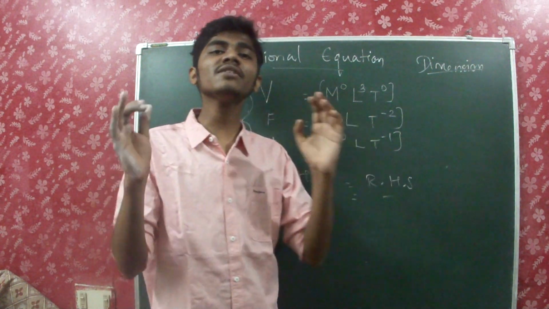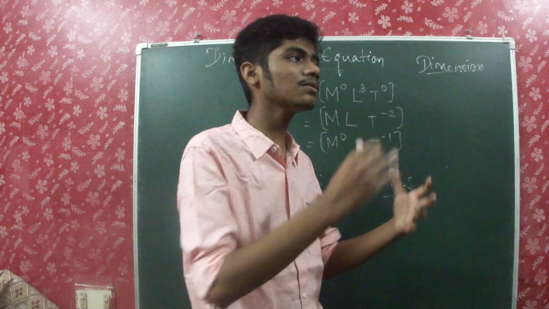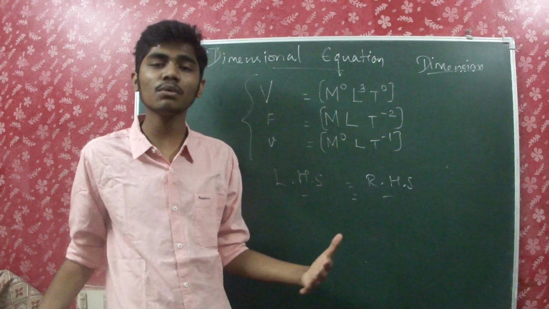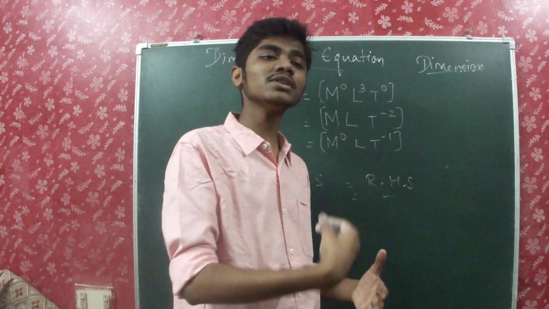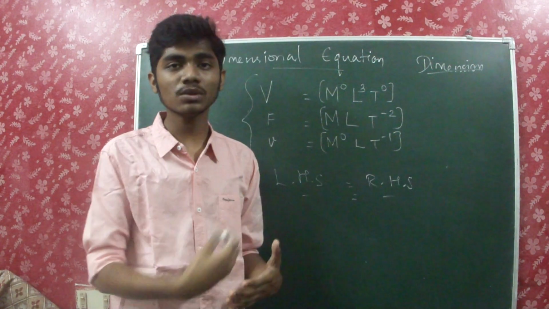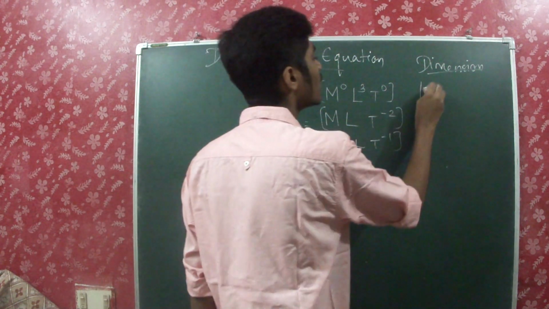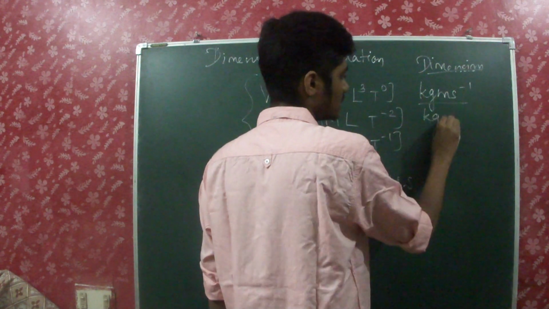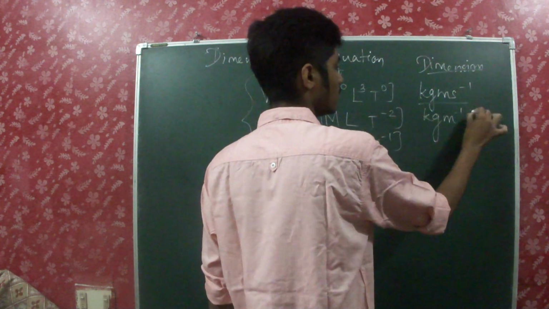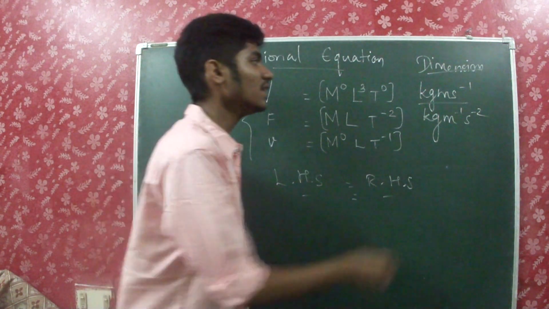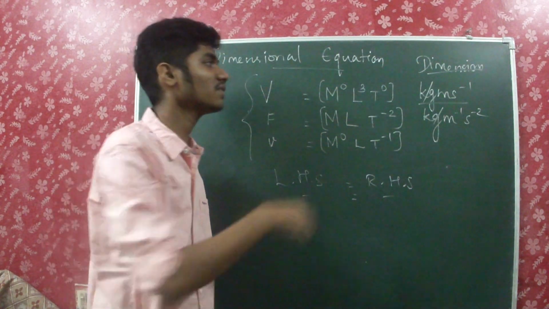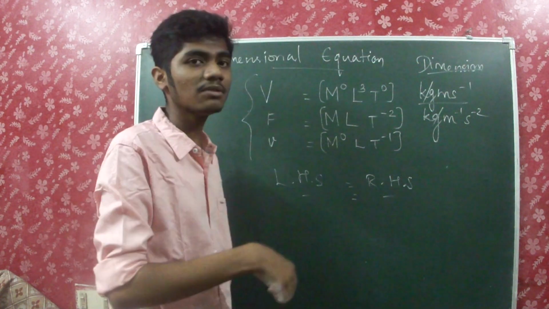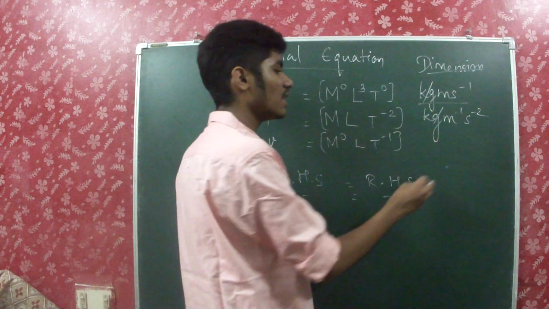Only if you know the dimensions, you can come to know whether to add these two quantities or subtract these two quantities. Or else you won't be able to know whether to do any operation with those quantities. Also, if you have things like kg m s power minus 1 divided by kg m inverse s power minus 2, what do we do immediately? We cancel both of these. We love cancelling, no? Whenever we see similar quantities, we immediately cancel. The same thing you can do with dimensions also.